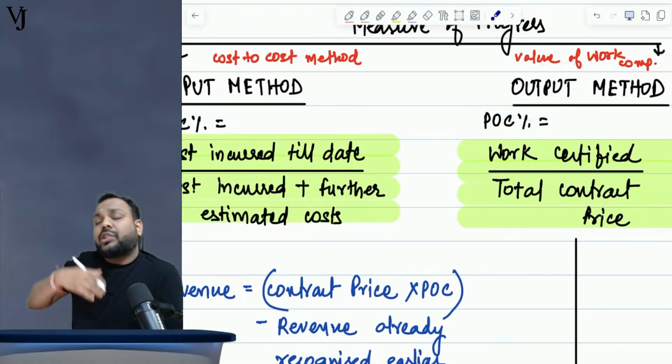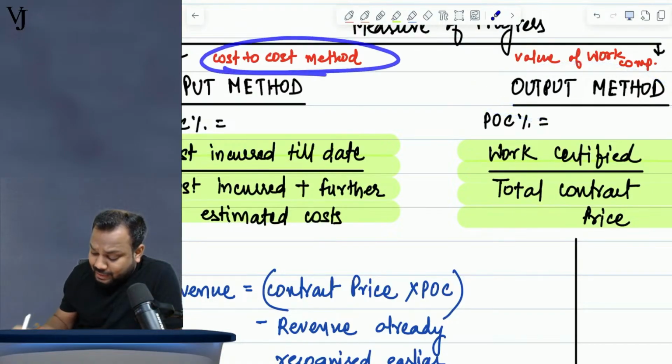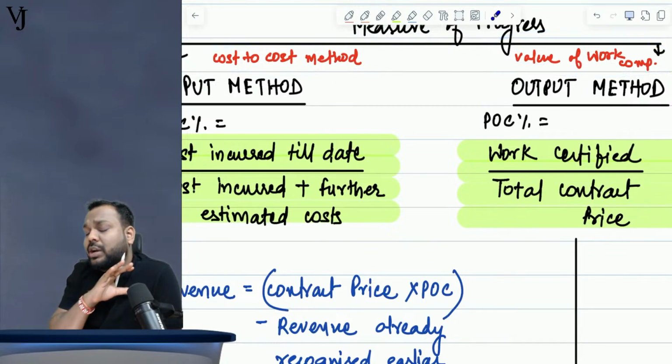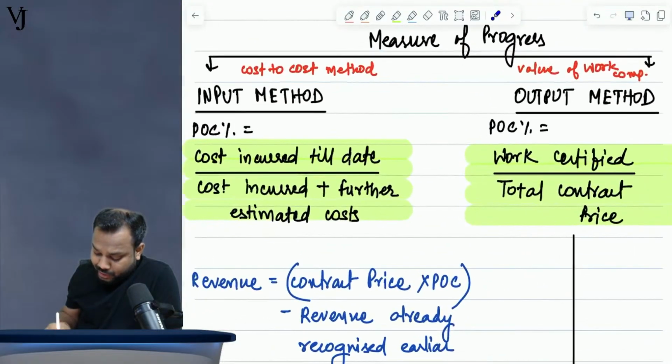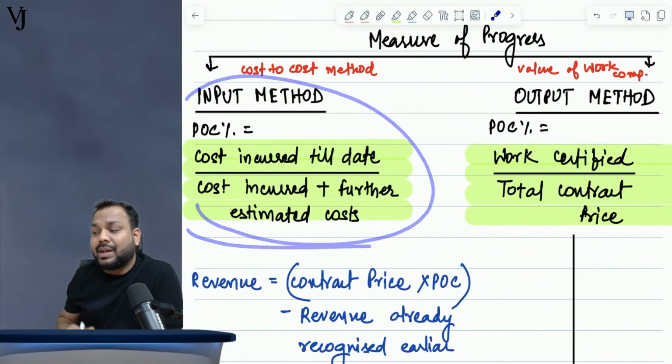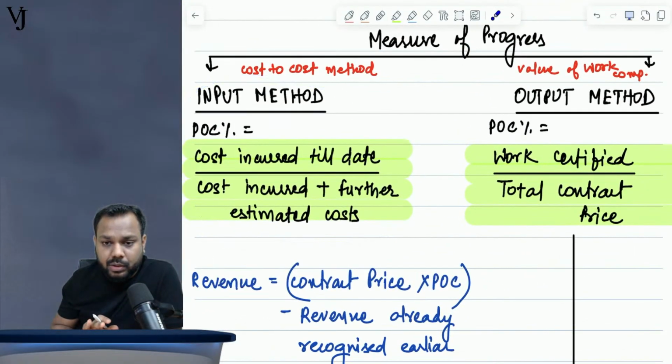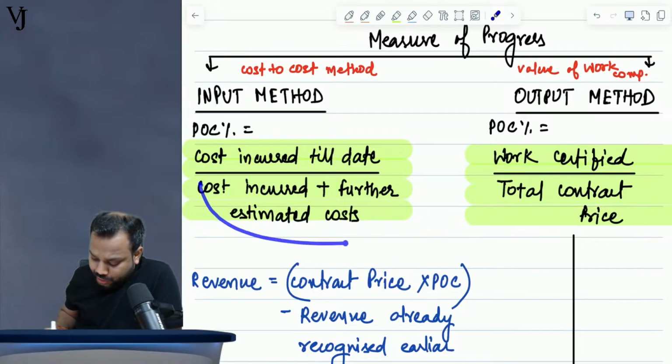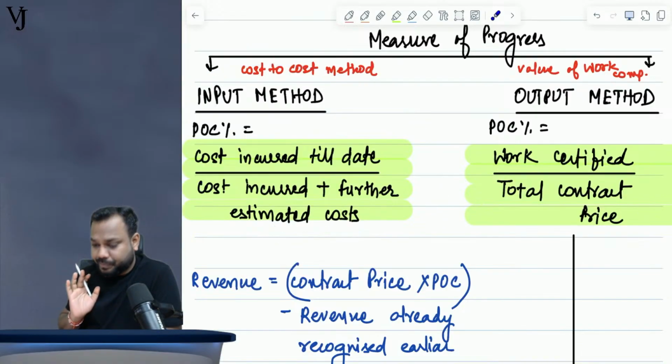Still, if the question is not giving any statement or any hint, then in that case we use the input method as the default one.